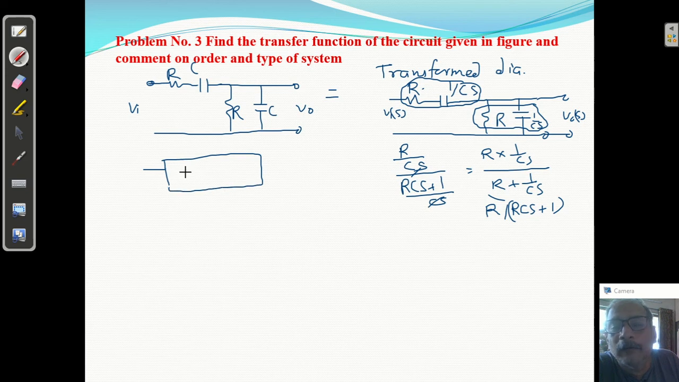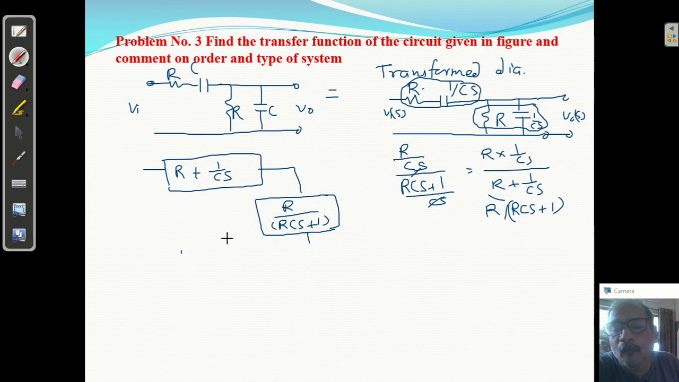And this is the series, so you can modify it. If you want to modify, you will get R plus 1 upon CS, so RCS plus 1 upon CS, and this is the another block you will get, क्या आएगा, this is the answer. What is the answer? R upon RCS plus 1.